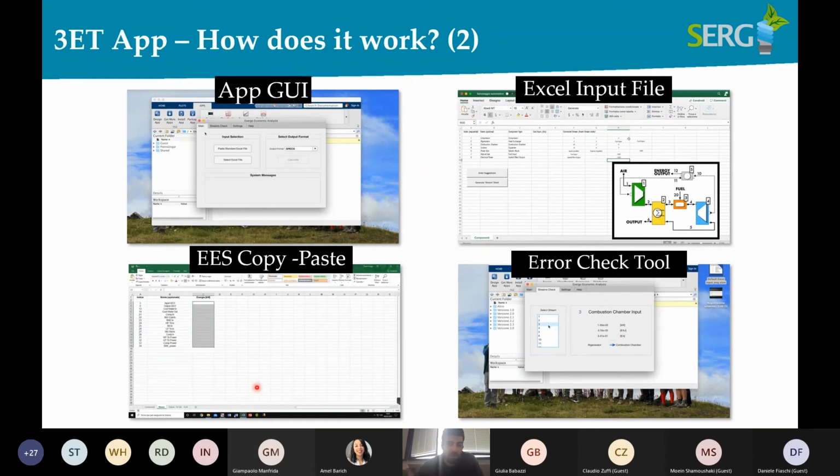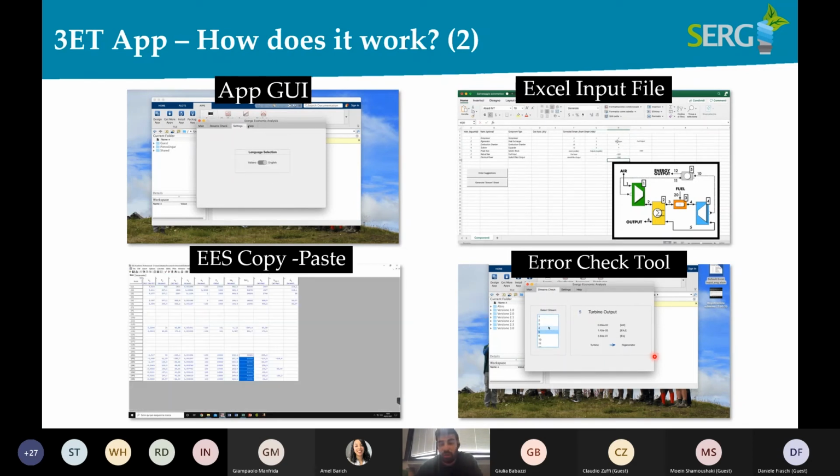Here, because we use Engineering Equation Solver, you can just calculate the Exergy and then copy it within the Excel file. And there is also an error check tool, which is really useful to check if all the connections that you need to put are in line.